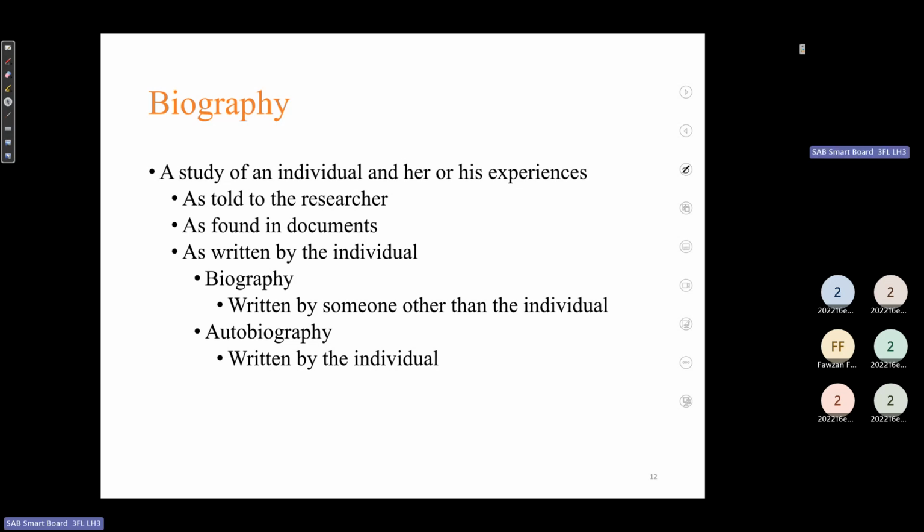Or it might be written by the individual himself, which we call an autobiography. Basically, a biographical study studies the life of a person and the person's experience. So that's why we call it a biographical study. How many approaches are there in qualitative? 5 approaches. So the first approach is to study a person's life. That's called a biographical study. It's not quantitative, it's going to be descriptive, telling his or her experience.